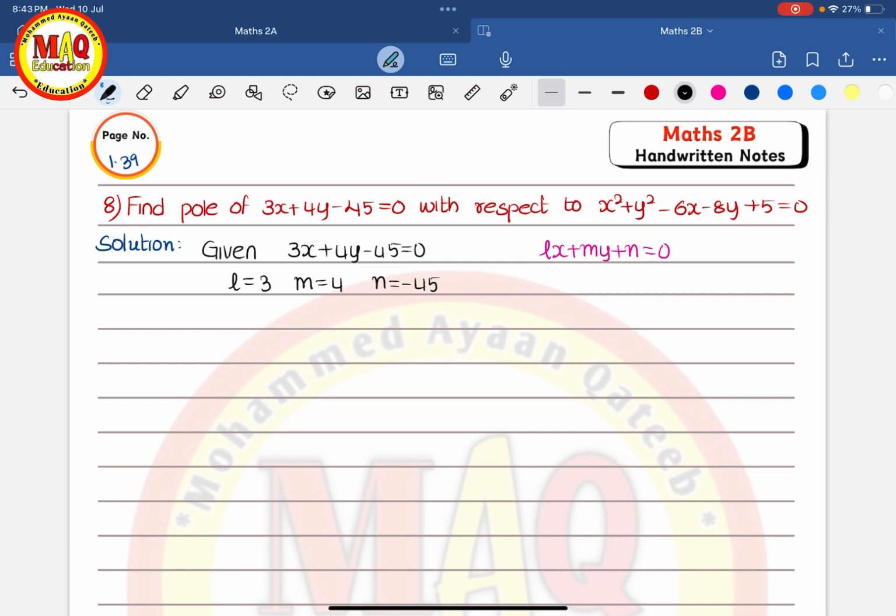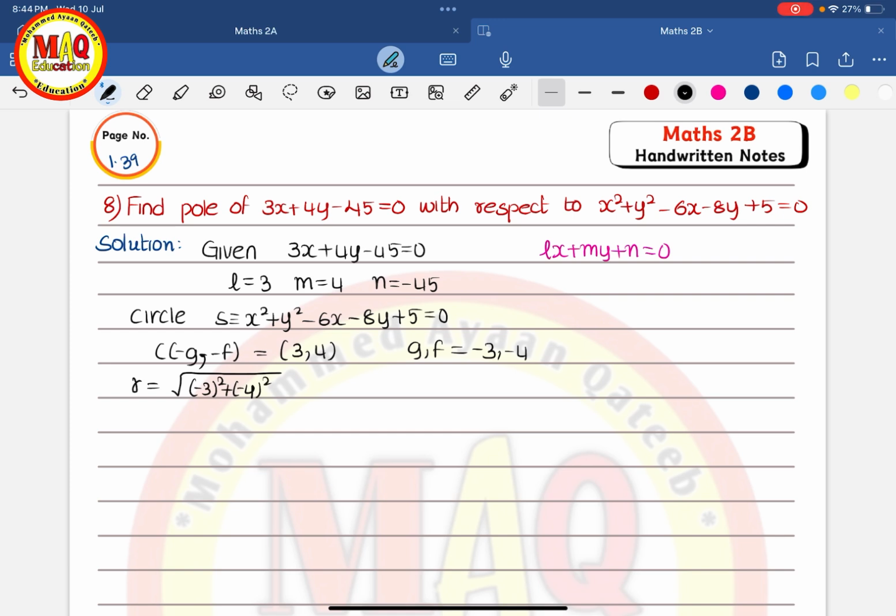Okay, next. Given circle is S = x² + y² - 6x - 8y + 5 = 0. For this circle, center (-g, -f) is (-6/-2, -8/-2), which is (3, 4), and g, f values are -3, -4. Now radius of circle is r = root of g² + f² - c. Here g² is (-3)², plus f² is (-4)², minus c is -5.